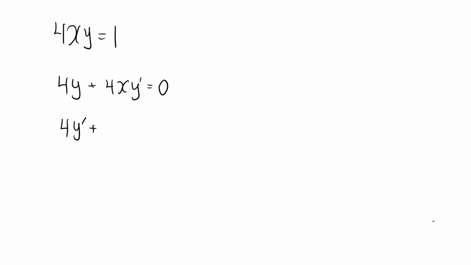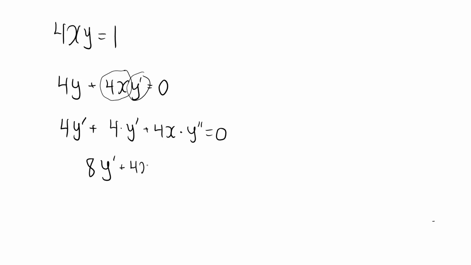Then a plus. For the next term, we have to use the product rule again. The first term we take as 4x and the second term we take as y prime. The derivative of 4x is 4 multiplied by the second term plus the first term 4x multiplied by the derivative of y prime. The derivative of the derivative is the second derivative, and we have y double prime. This equal to 0. Differentiating our equation a second time gives us 8y prime plus 4x y double prime equal to 0.